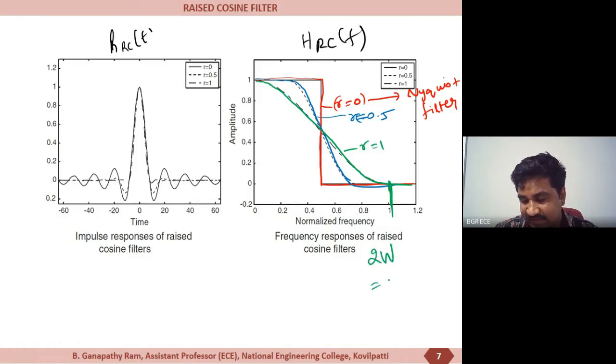2W, that is exactly equal to R, greater than the Nyquist rate, because the Nyquist rate what we need is R by 2, but here we will occupy 2W, that is R, when roll-off factor is equal to 1. Generally, for optimum pulse shaping, the roll-off factor is chosen as 0.5 to conserve the bandwidth. The corresponding impulse responses are shown on the left side graph.